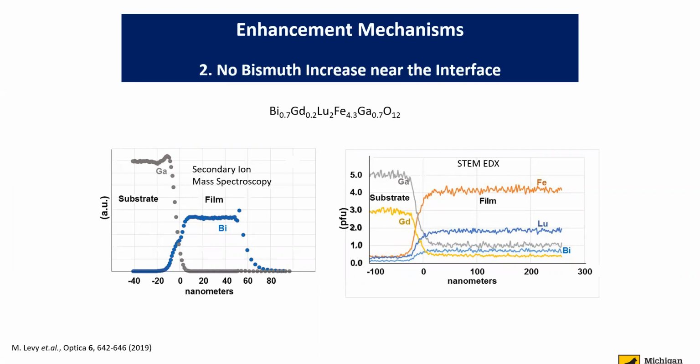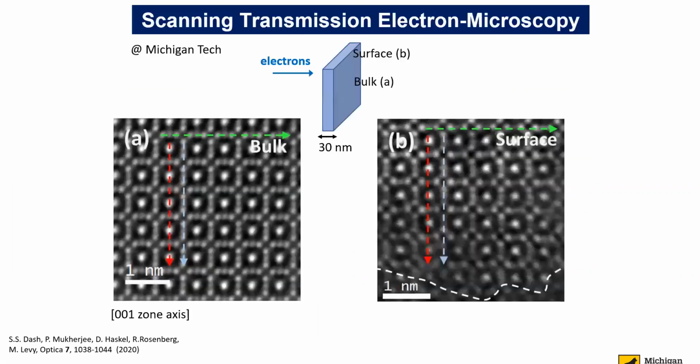And as expected, we don't see bismuth concentration increasing through the sample, especially at the interfaces. Next. We did high angle annular dark field imaging with STEM at Michigan Tech for the 001 zone axis of our sample. To the left, we have the bulk image, and to the right, we have the surface image. The 3 arrows point in 3 directions, the positions of the line scan measurements that were performed for iron, and the results will be shown later.